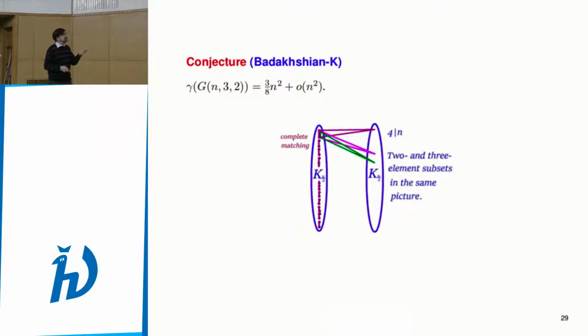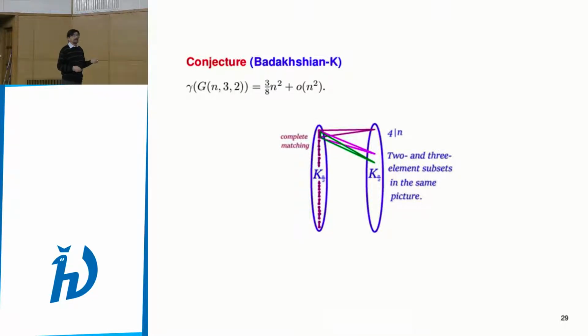So check why it works in this case. These edges are already in the construction within, so we have to see only these edges. And you can see that we have an edge from every vertex here, because every vertex is covered by this complete matching. So all edges are covered either by an edge itself or by a triangle.